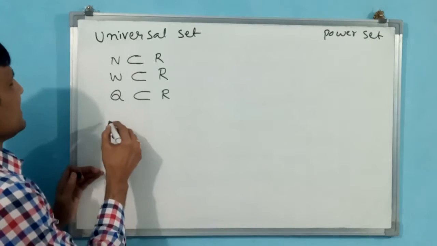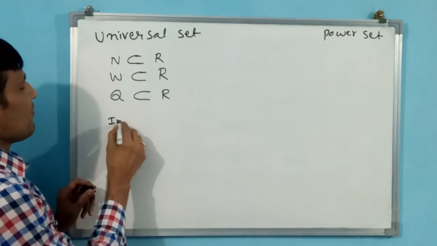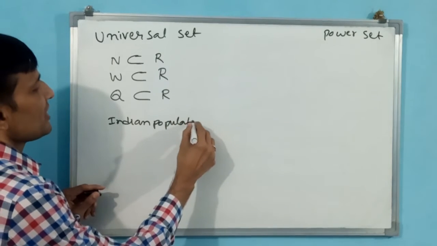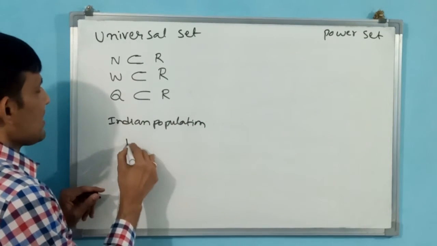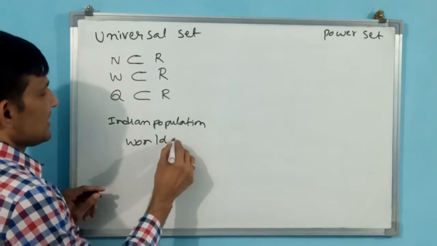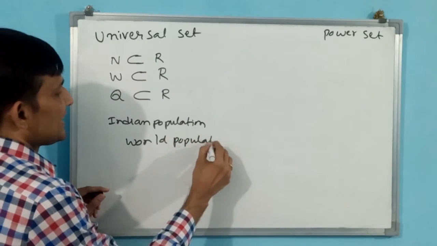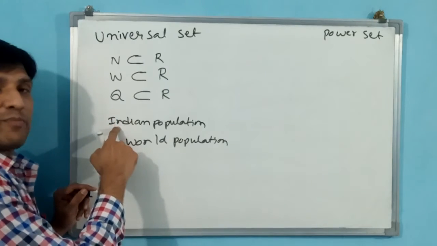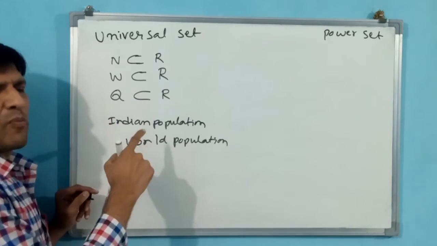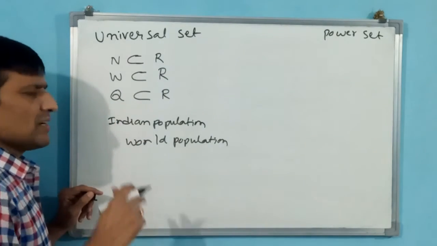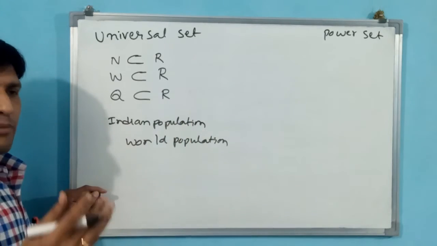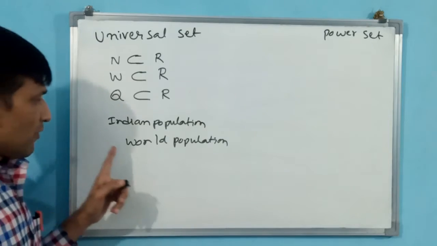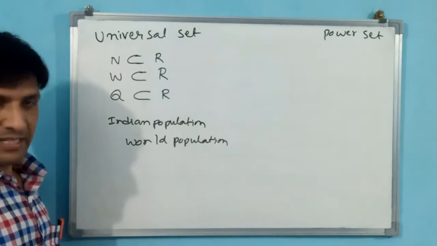I already said, say our Indian population, okay, and world population. World population is the universal set for Indian population or Uttar Pradesh population or Andhra Pradesh population or Madhya Pradesh population. Madhya Pradesh population is not a universal set. World population is a universal set.